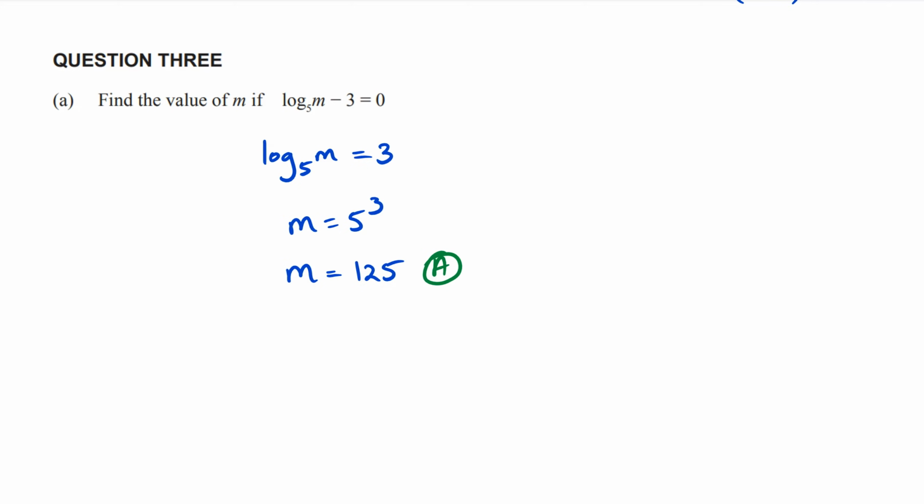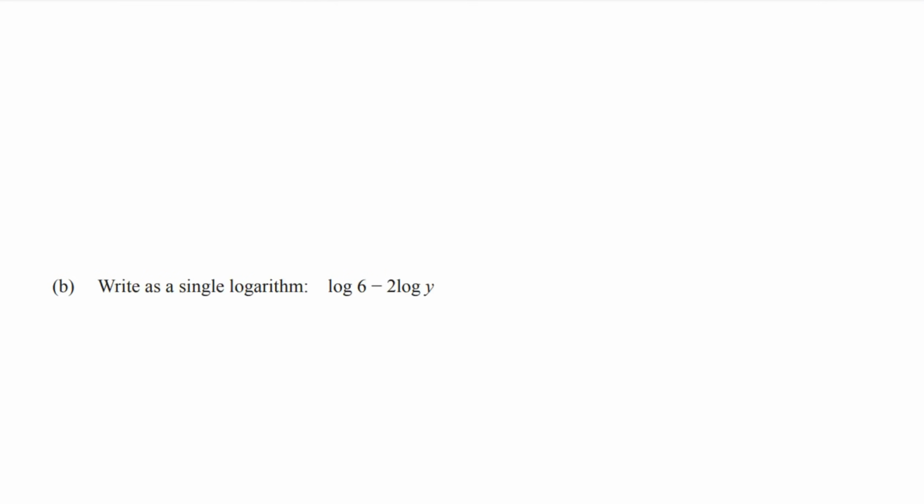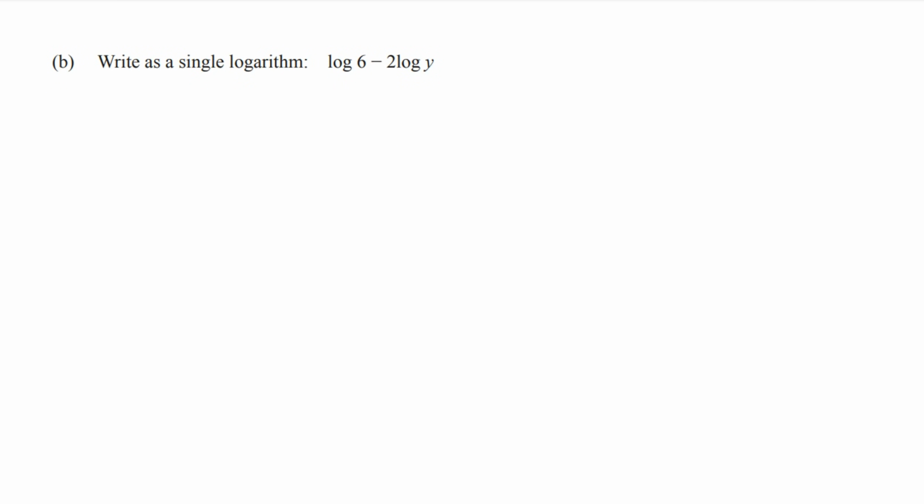Yeah, look at this question. It took me not even 30 seconds to do this, and then the previous question takes me 10 minutes to do. God, frustrating sometimes with these questions.